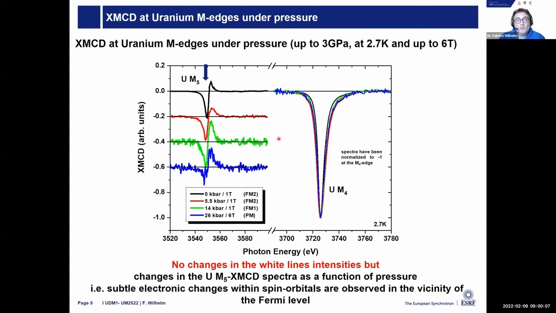Now let us go to dichroism, to the magnetism. Here we were able to record very nice XMCD spectra at both edges, M4 and M5 edges, under pressure.